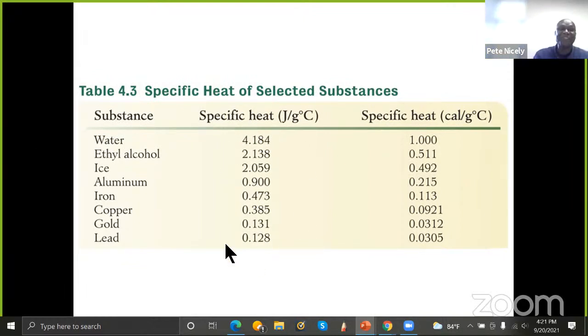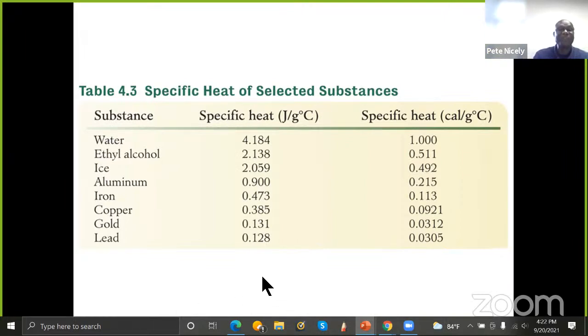So as you can see here, we have different values. And you'll notice that of these substances, water has the highest specific heat of all the substances listed here. And there's a reason for that, and that is due to a phenomenon known as hydrogen bonding, which we will discuss much later on in this course, all right? So that's the reason why water has such a high specific heat compared to other substances.